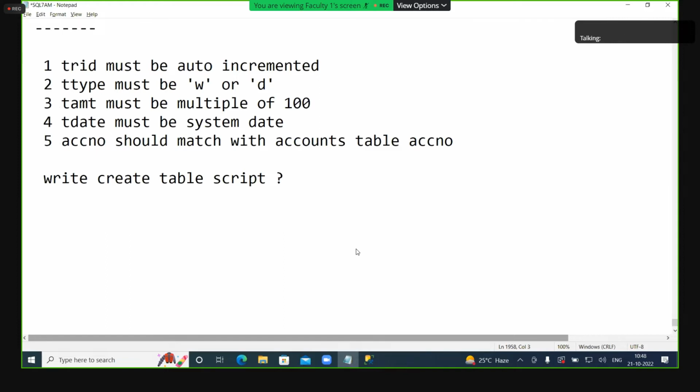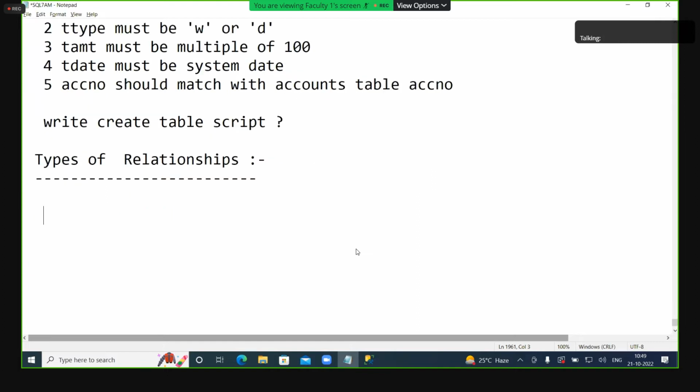Now, relationships are okay. Relationships are what? Four types. Types of what, sir? Relationships. Relationship types. Okay. There are four types of relationships. Between the two tables, we can establish four types of relationships.